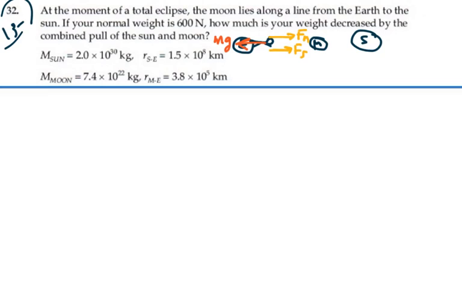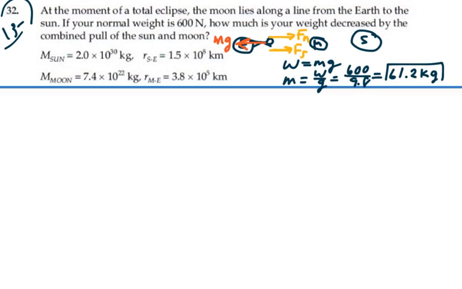In order to calculate this, we need to know your mass. Now we know that your weight is mg, so your mass is equal to your weight divided by g, which would be 600 newtons divided by 9.8, and that will give us 61.2 kilograms. So that is your mass if you weigh 600 newtons.